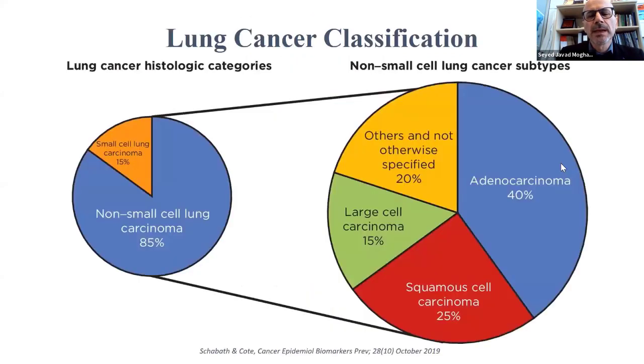intractable disease. So overall, as you know, we have two types of lung cancer: small cell lung cancer and non-small cell lung cancer. Non-small cell lung cancer comprises around 85% of the tumors. There are several subtypes of non-small cell lung cancer, and among them adenocarcinoma is the most common type, which is around 40%.